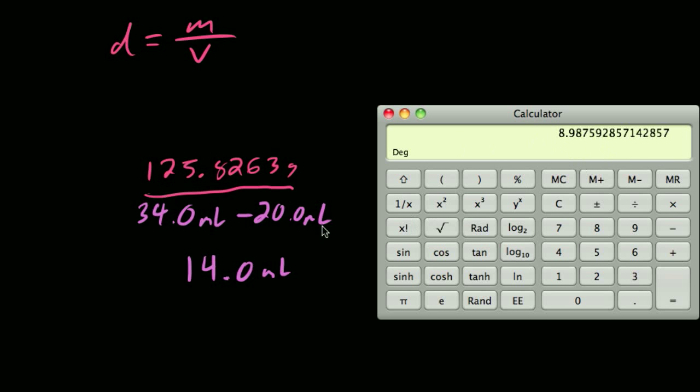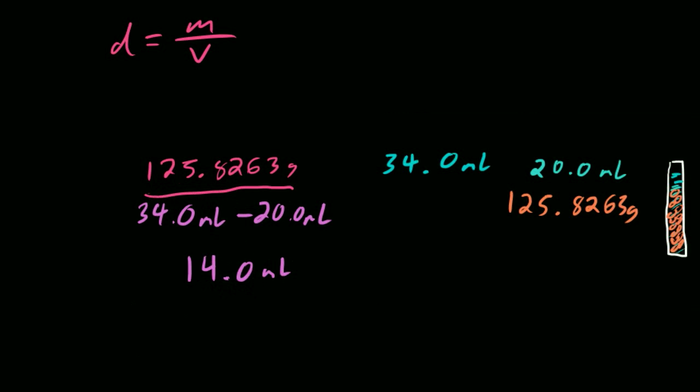And how many significant figures do we have? We've got 3 significant figures, right? Because we have 7 significant figures in our numerator, but we've got only 3 in our denominator. So we can write down 3 significant figures. So we can say that our density is 8.99. So our density for the second trial is going to be equal to 8.99 grams per milliliter.